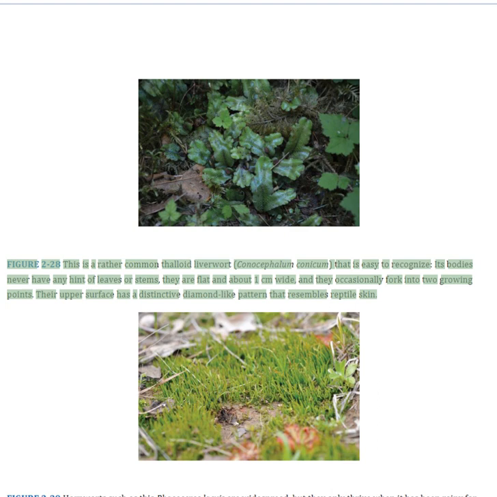Figure 228 This is a rather common thalloid liverwort that is easy to recognize. Its body never has any hint of leaves or stems. They are flat and about 1 centimeter wide, and they occasionally fork into two growing points. Their upper surface has a distinctive diamond-like pattern that resembles reptile skin.